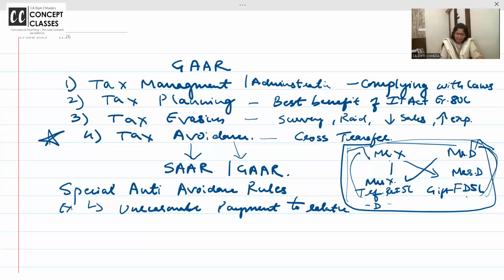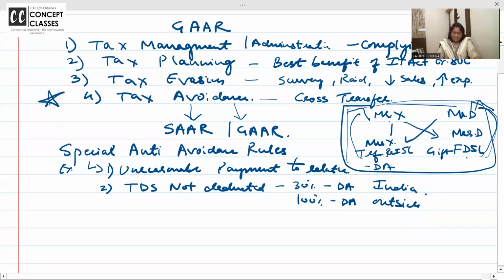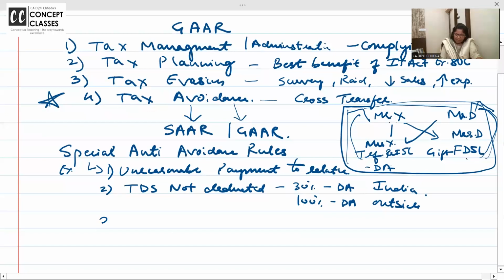One more example I can give is TDS not deducted. अगर किसी को पेमेंट किए और TDS काटना भूल गए, so 30% is disallowed in India, 100% is disallowed outside India. In India, these are all done in business head. That's why I'm asking you to watch the revision videos for once so that you have a base idea. They are too much in brief, 1-1.5 घंटे में तो पूरा revise हो जाएगा आपका. So these are example, and one best example for SAR is transfer pricing.